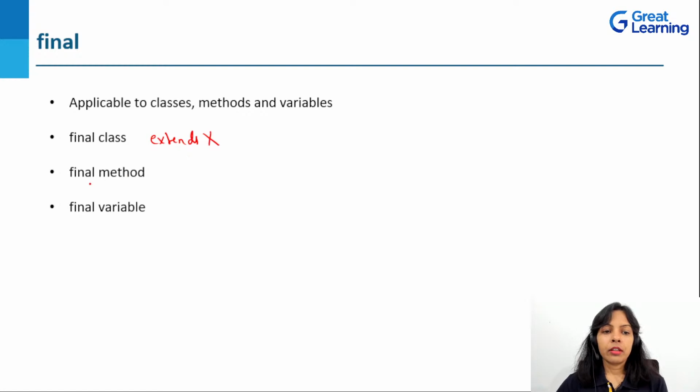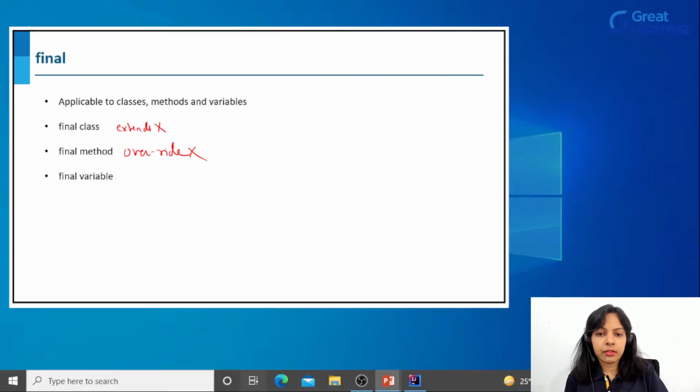Fine. If you define a method to be final, it means you cannot override that method. Overriding is not possible for a method which is defined to be final. If you define a variable to be final, it means the value which you initialize to the final variable cannot be reassigned or reinitialized anywhere in the code later. That's the final value which you will assign to the variable. Let's check that quickly.